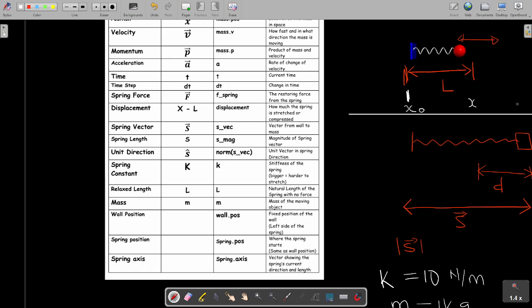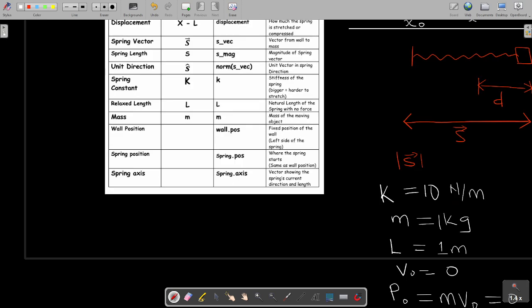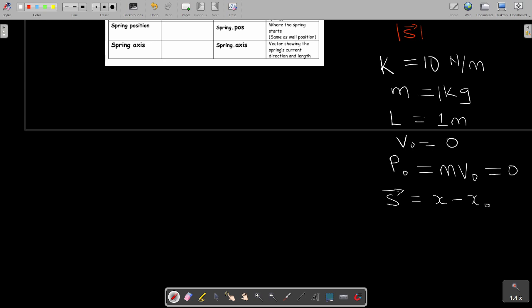And this X would change. When you stretch the spring, it's going to move to the right, and then it basically just compresses and expands. And then we can calculate the magnitude of S. You know how to do that. The magnitude of S will be equal to the magnitude of X minus X naught. And the reason why we're doing this is to get rid of the negative signs. So we'll take the absolute value.